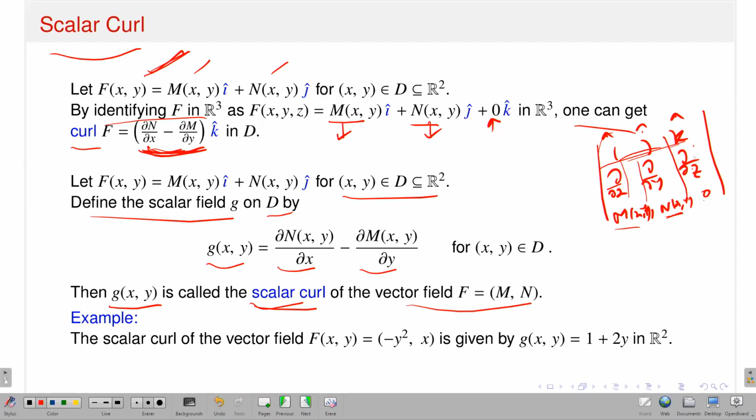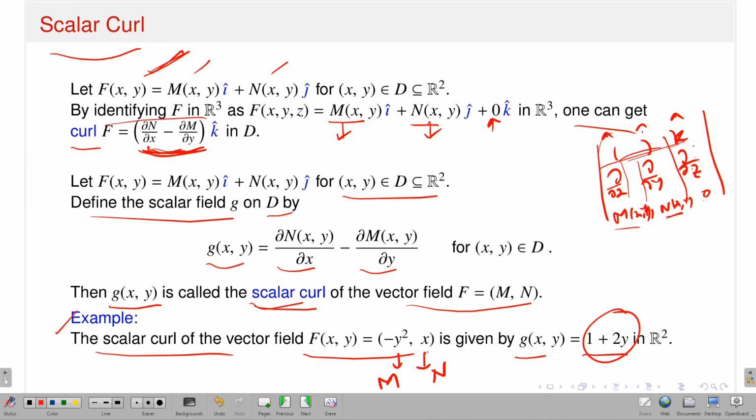Okay. So, for example, consider the scalar curl of the vector field (minus y squared, x). You just calculate it; g(x,y) should be 1 plus 2y. You just calculate del N del x. This is my N part and this is my M part. So, del N del x will give you 1, and minus, minus minus gets cancelled, so you get 1, and I have to take del M del y, which gives 2y. So, this is very simple.